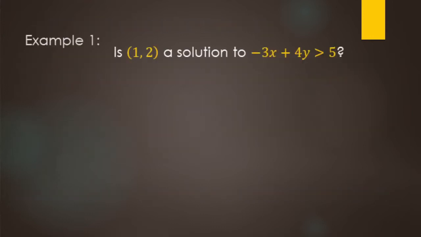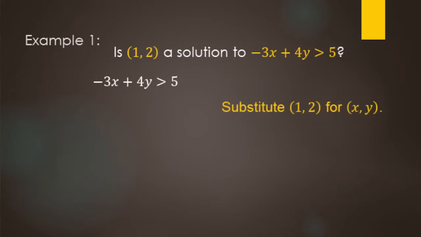All right, let's jump into it. First off, is the coordinate point, the ordered pair 1, 2, a solution to the linear inequality negative 3x plus 4y greater than 5? So a way we can do this is substitute the 1 in for the x and the 2 in for y and see if it makes a true statement. So here we go. 1 in for x, 2 in for y.